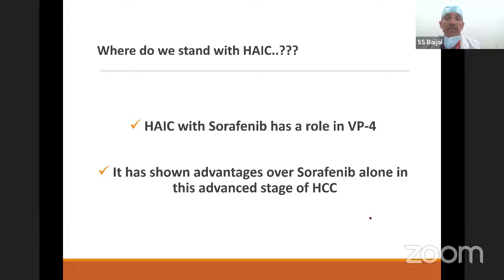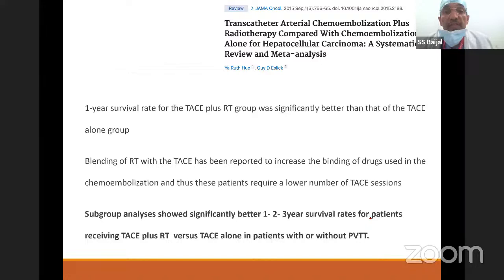When we look at transarterial chemoembolization, and again, combination therapies of TACE with radiotherapy versus chemoembolization alone in this locally advanced stage of HCC, it has been found that, interestingly, the blending of RT with TACE has resulted in patients requiring a lesser number of TACE sessions, which was a very interesting outcome of this analysis that was done of a large group of studies.